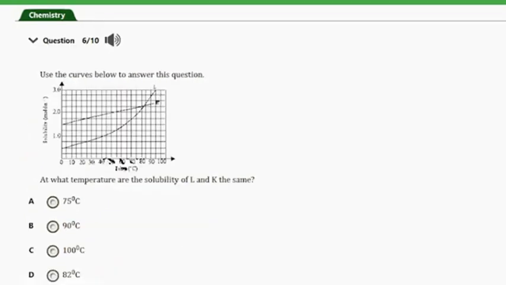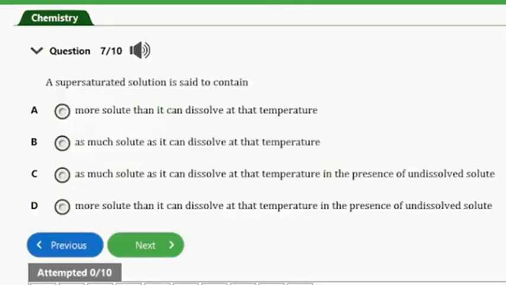Let's look at the next question, question number 6. So we have a graph here, and we are to use the graph to answer the question. The question here says, at what temperature are the solubility of L and K the same? We have options A, 75 degrees Celsius, B, 90 degrees Celsius, C, 100 degrees Celsius, and D, 82 degrees Celsius. So guys, the answer to this question is option D, that's 82 degrees Celsius. So let's consider the next question, question number 7.